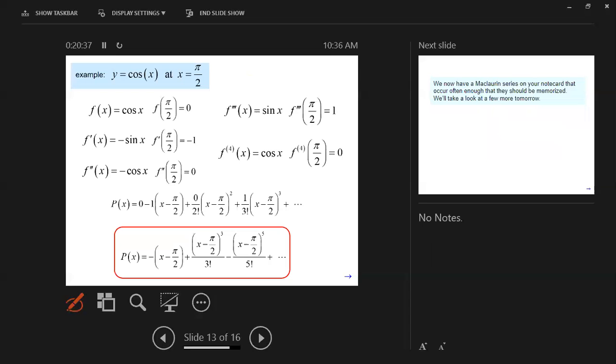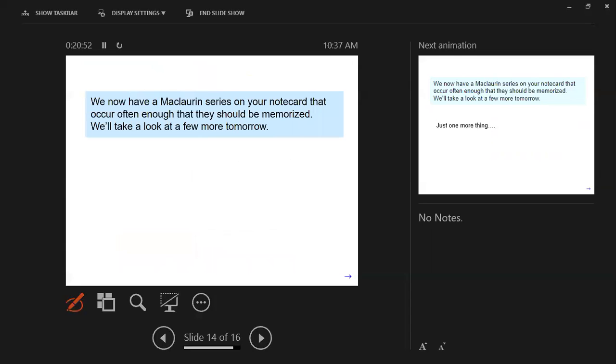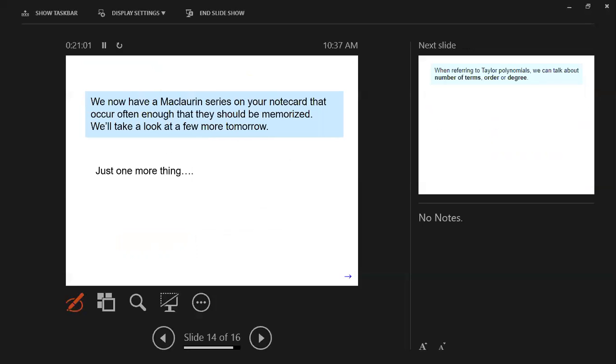So if I was trying to figure out the cosine of any angles really close to pi over 2, I would maybe want to use this approximation instead. Is this worthy of memorizing? No, because this one we can simply build. The cosine function itself we'll want to memorize. All right, so we've got one Maclaurin series down. We'll take a look at a couple more in the coming days.